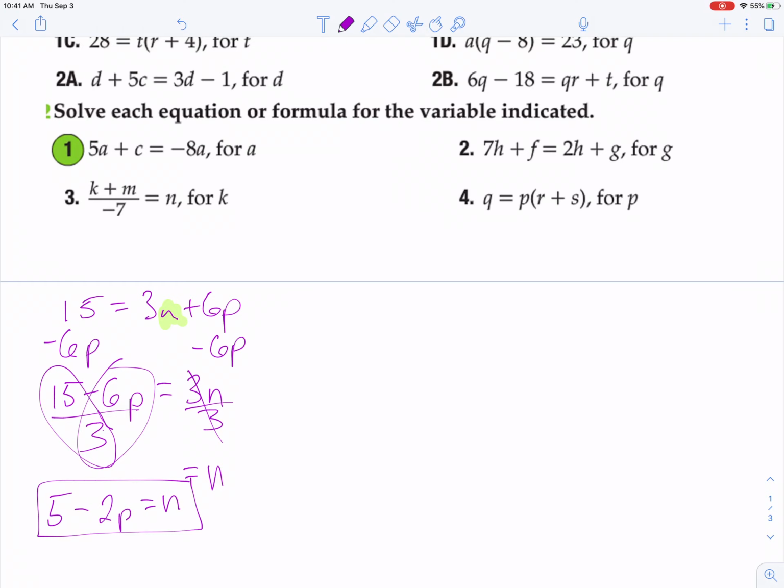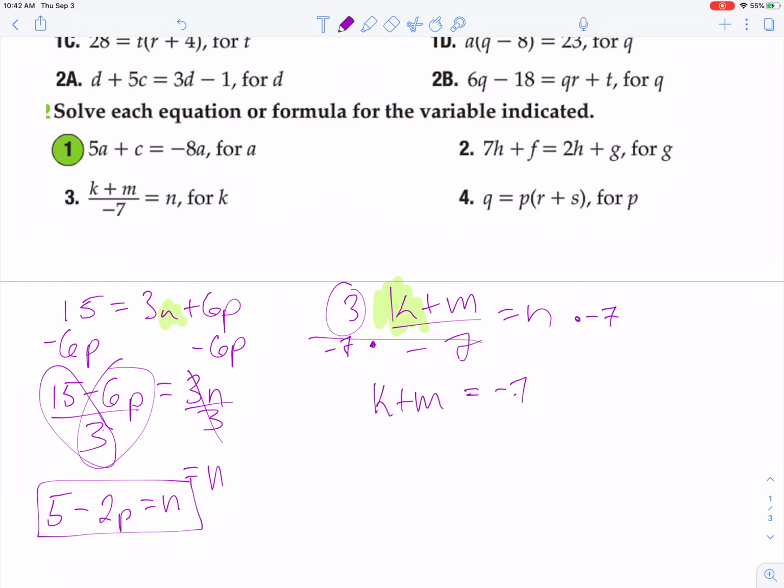Let's try number 3 with its division here. That looks interesting. It says we're solving for k, so I'm going to highlight k. That helps me keep track of it. So the first thing I'm going to do is get rid of that division of negative 7k. So if I multiply by negative 7, whatever you do to one side, you have to do to the other. k plus m equals negative 7n.